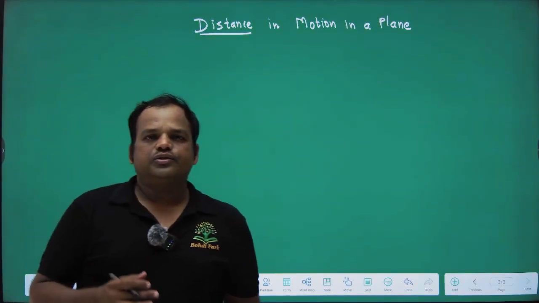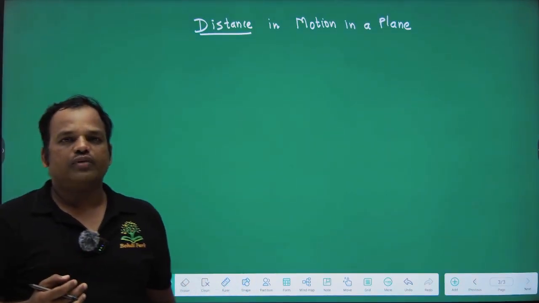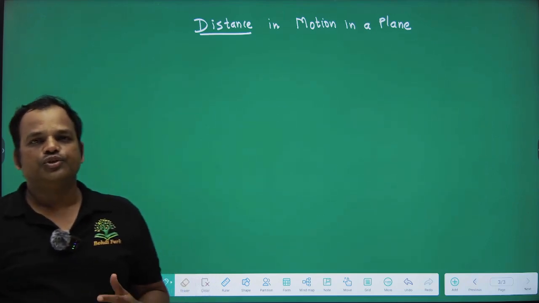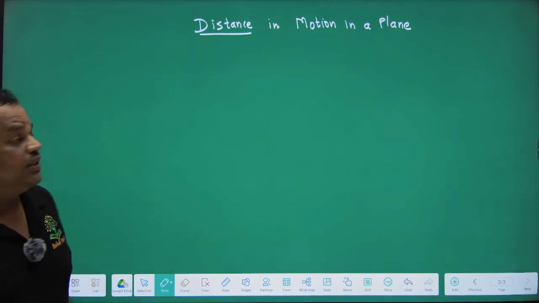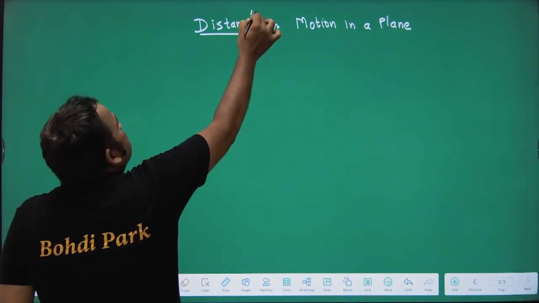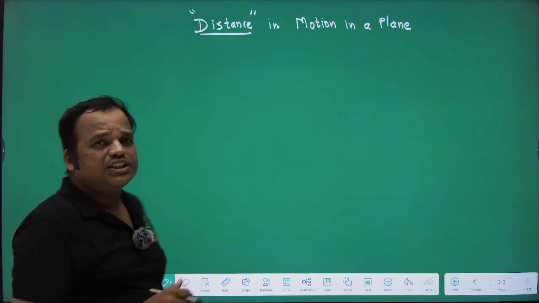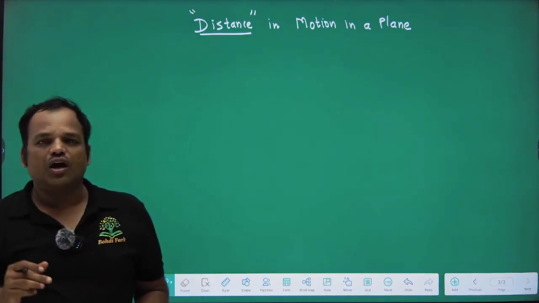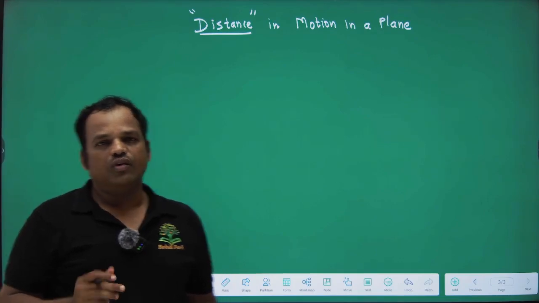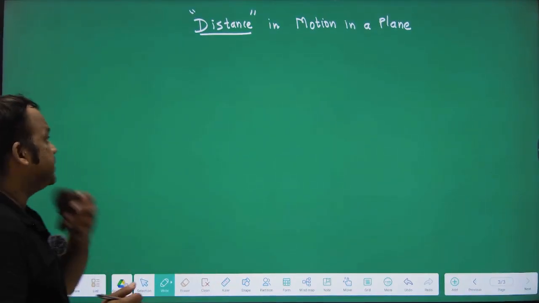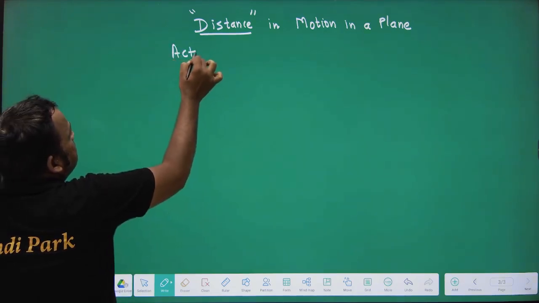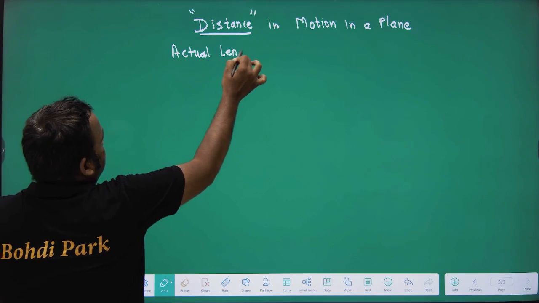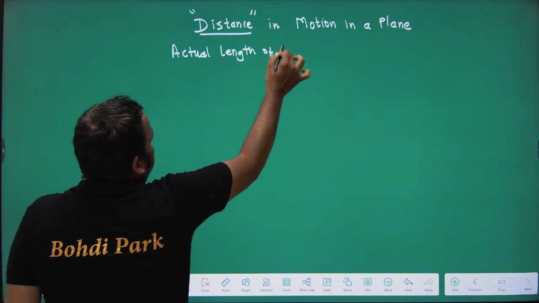Next, we are going to discuss how to find distance in motion in a plane, that is motion in two dimensions. In the previous discussion, we have discussed how to find displacement. Now we are discussing how to find distance. By definition, distance is the actual length of path followed.